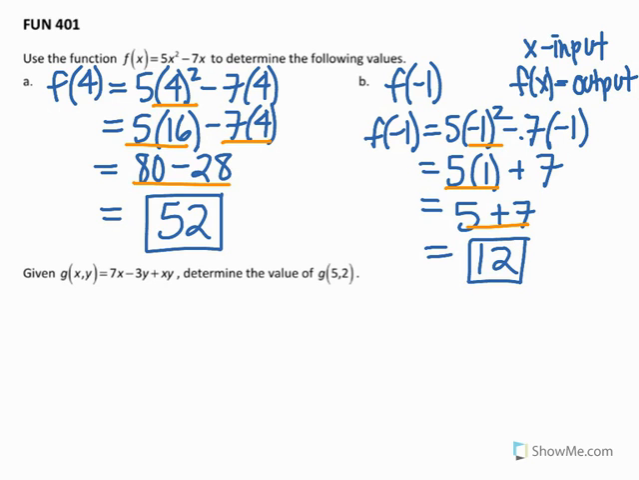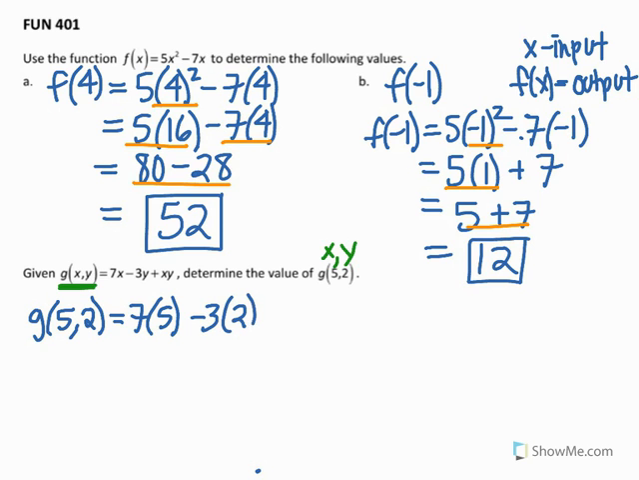A harder function that we might see occasionally is when there are two inputs. So here, I'm going to determine g of x comma y equals 7x minus 3y plus xy. We're going to find the value of g of 5 comma 2, where 5 is going to be my x and 2 is going to be my y. So I'm going to now rewrite my function with 5 substituting for x and 2 substituting for y.